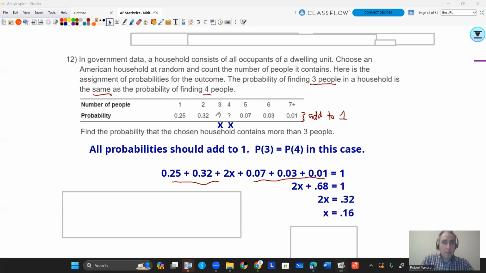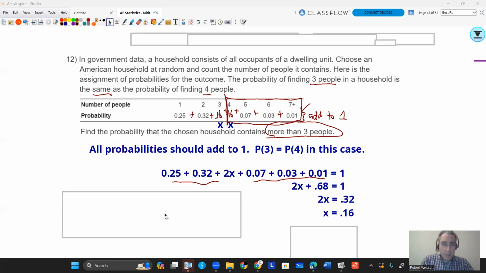So if I go over here, 0.16, 0.16, and you can verify, do these all add to 1? And of course, the answer is yes. So we are good to go on that round. Now, as far as answering the question, find the probability that the chosen household contains more than 3 people. If I want to show more than 3 people, then I have to look at 4, 5, 6, or 7 and higher. So those are the more than 3.